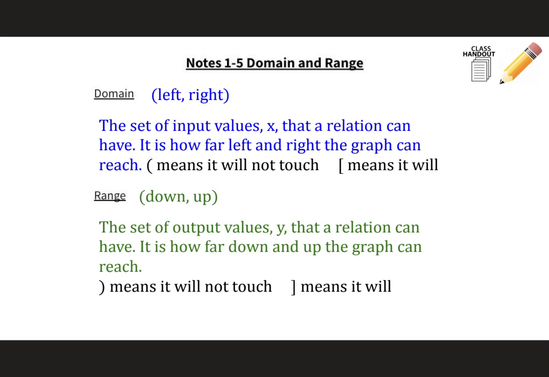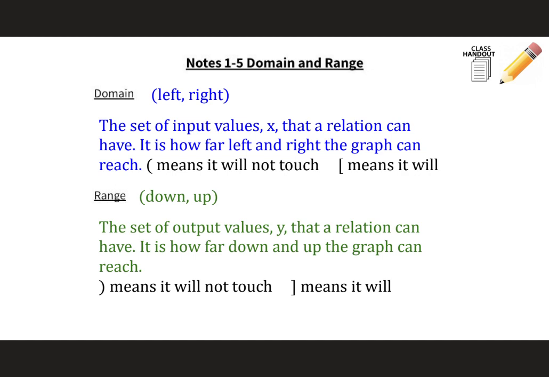All right, here's the video for finding domain and range. So domain is a set of input values, which we know are x values that a relation can have. It is how far left and right the graph can reach. So when finding the domain of a graph, we want to look left and we want to look right and see how far our graph goes. We're going to use what's called interval notation.